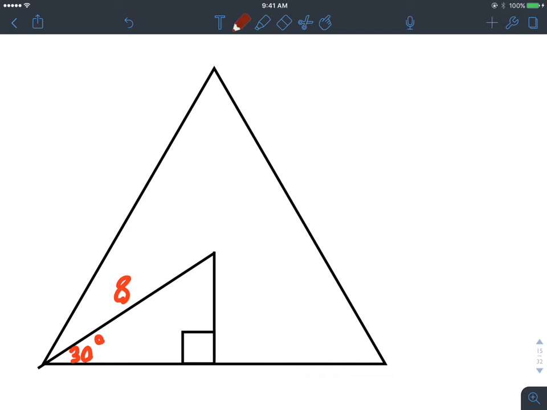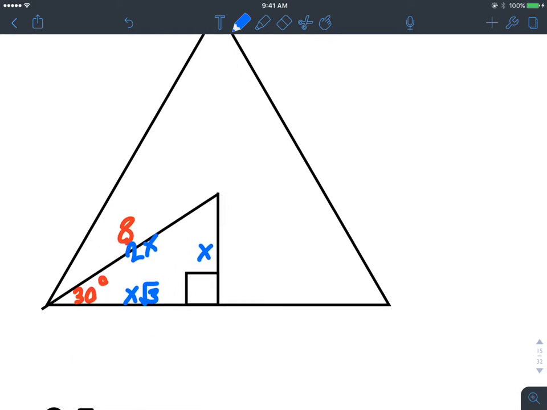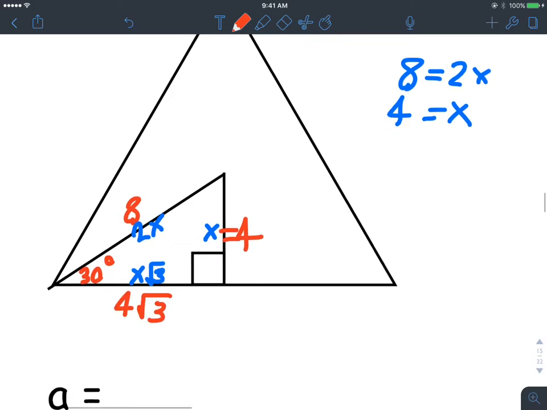But yeah, that'll be 30, and then we can go label our ratios. So we'll go and say that this side here is x. We'll have x root 3, and then we'll have 2x for that side. So I'm going to go off to the side, 8 equals 2x, therefore x is equal to 4, which will help us get our apothem. Let's go label that. So that's 4, and then if we know x is equal to 4, then this half side will be 4 square root 3.